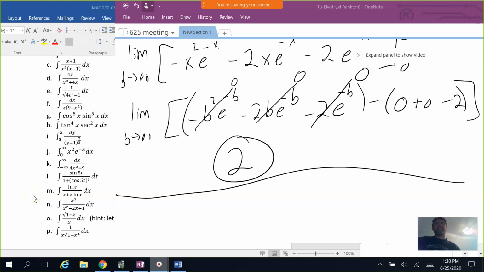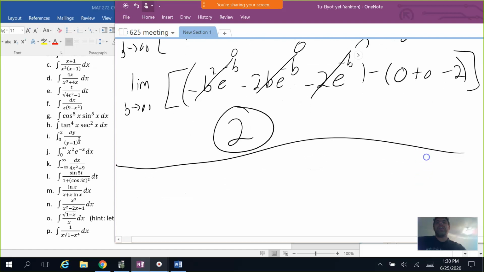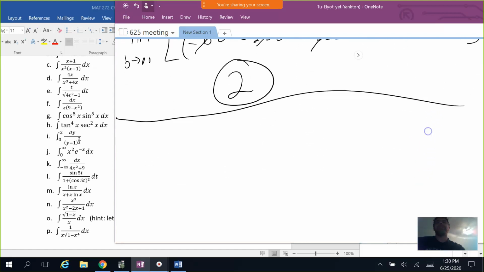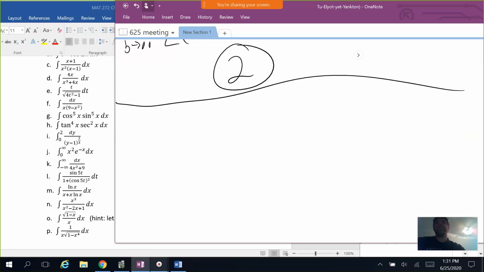All right, I'm skipping the next one, K. I'm skipping L as well. L would just be a U substitution. K would be something from the table. M looks interesting. Gosh, I don't know what M would be. I guess let's look at M.